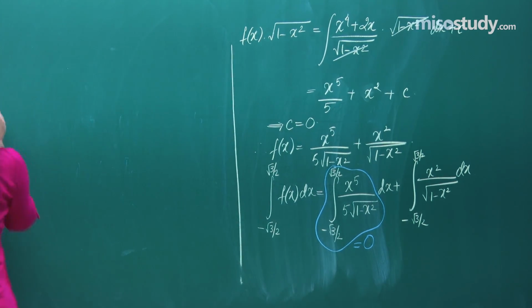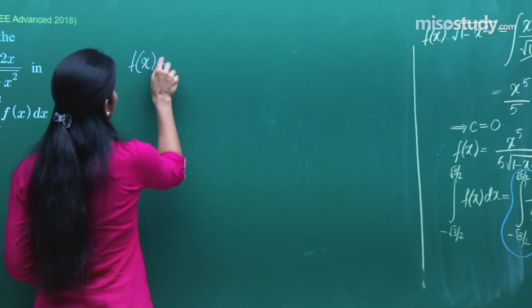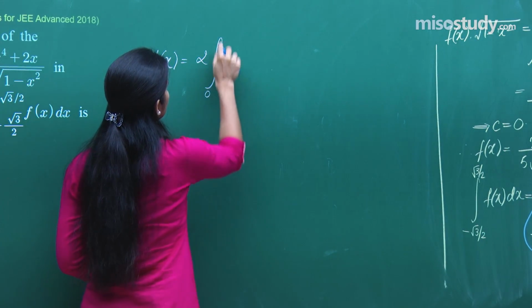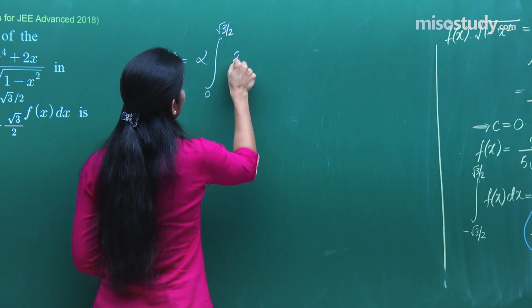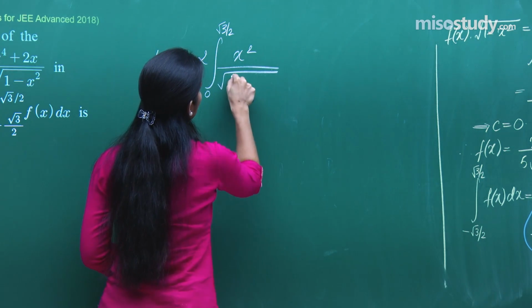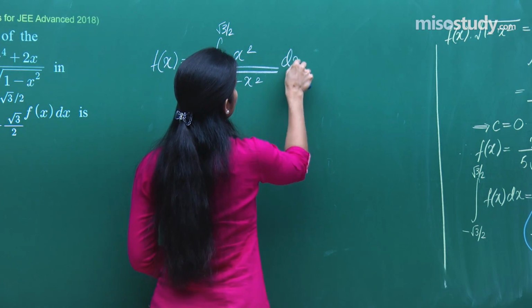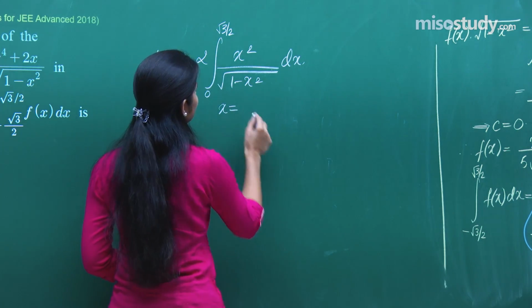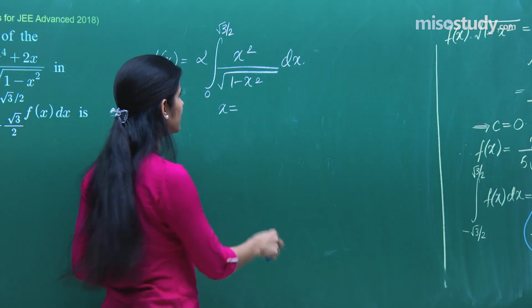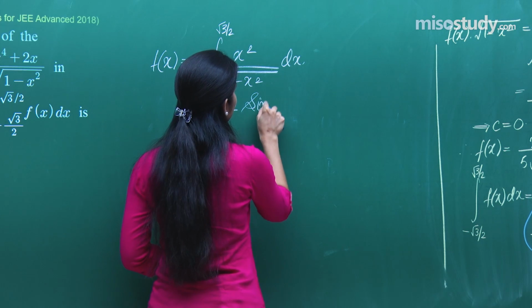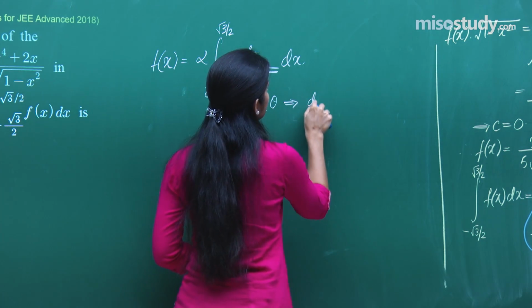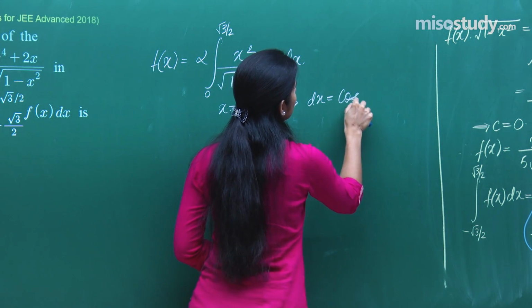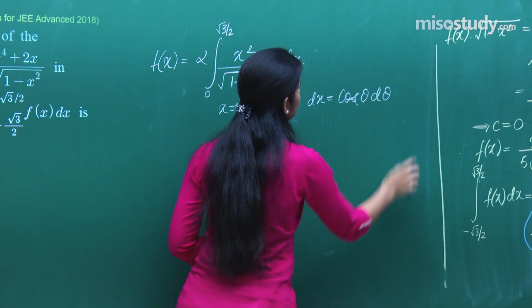So you have f(x) equals 2 times the integral from 0 to root 3 by 2 of x square upon under root 1 minus x square dx. How to integrate? Well, for this, basic integration techniques you should definitely be aware of. Let x be equal to sine theta. This implies dx equals cos theta d theta.